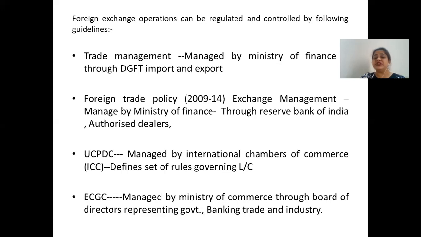Then there is exchange management, which is managed by the Ministry of Finance through the Reserve Bank of India and through the authorized dealers. Then there is trade, which is managed by the International Chamber of Commerce, and it also defines the rules governing letters of credit, etc. Then we have the ECGC, which is managed by the Ministry of Commerce through the Board of Directors, representing government, banking, trade, and industry.